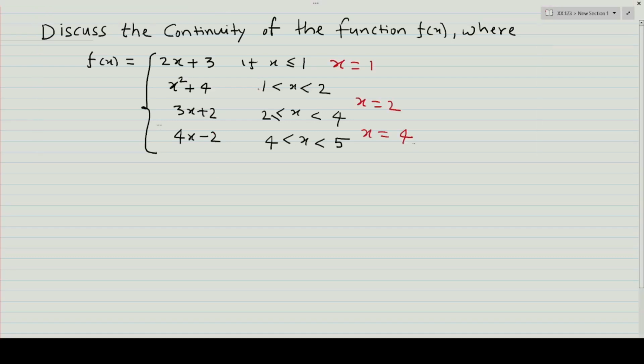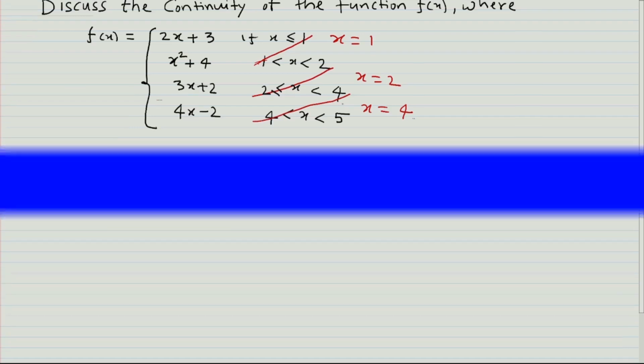Now we can test the continuity at x equals 1 because the information for x smaller than 1 and x greater than 1 is given to us. We can test the continuity at x equals 2 because for x smaller than 2 and x greater than 2, both the functions are provided to us. Similarly, we can test the continuity at x equals 4 because f(x) for x less than 4 and x greater than 4, both pieces of information are given to us.